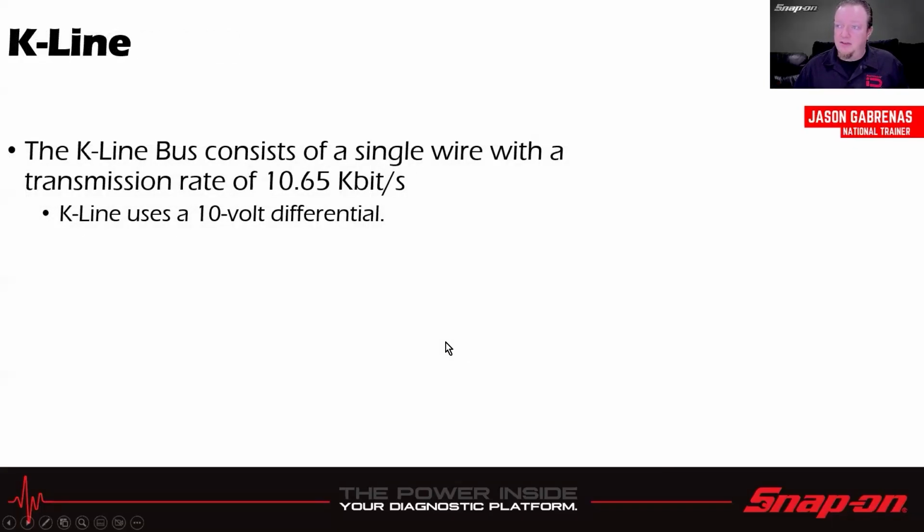Then we have K-line. So that consists of a single wire with a transmission rate of 10.65 kilobits per second. K-line uses a 10-volt differential.